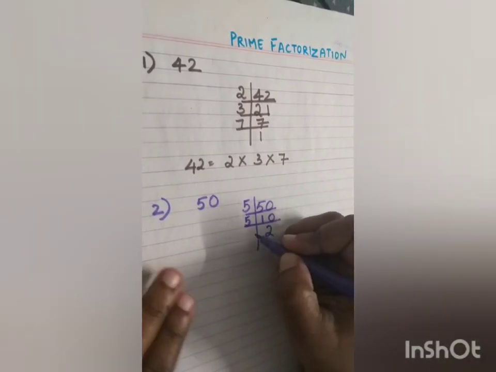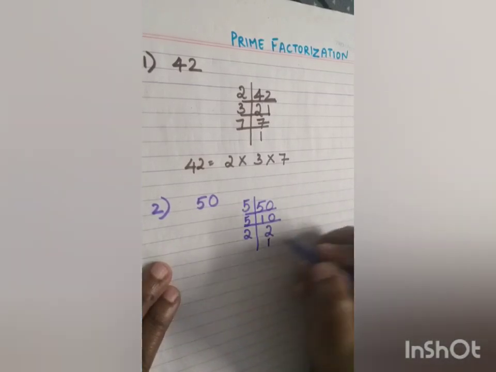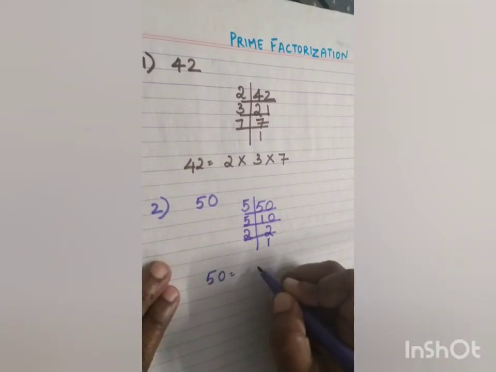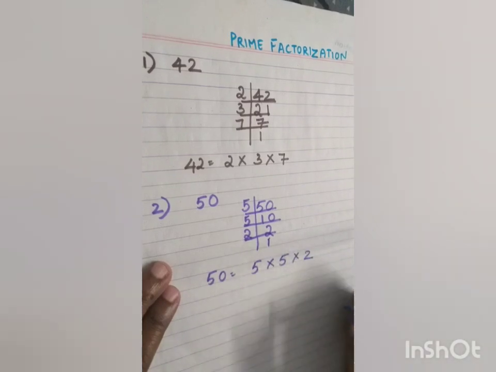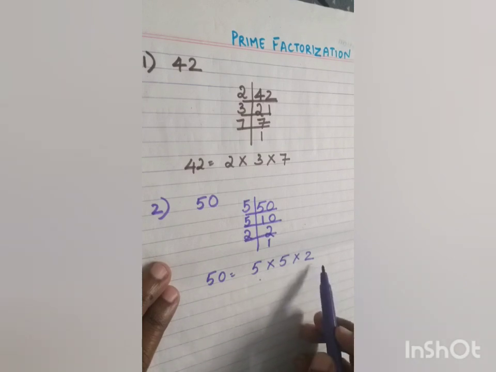2 is divisible by 2. 2 1s are 2. So therefore it's done. Now 50 can be written as the product of 5 into 5 into 2. Product of prime numbers.